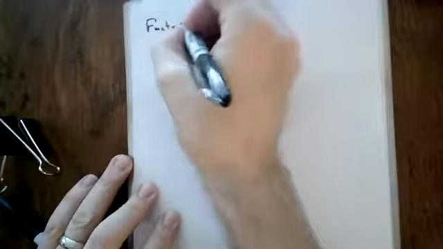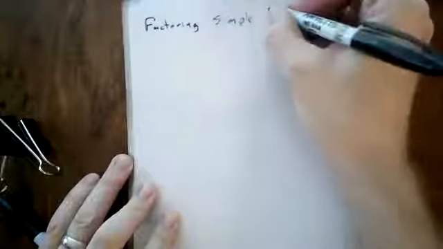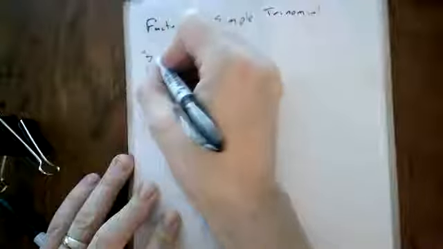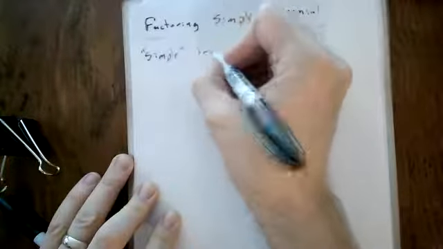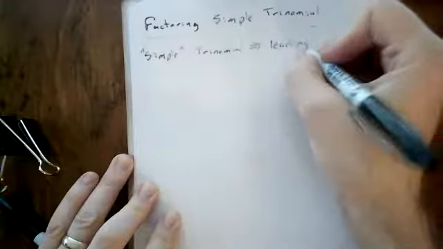Okay, so we're going to be talking about factoring a trinomial. And we're going to first start by talking about factoring a simple trinomial. Now, a simple trinomial means that it has a leading coefficient of 1. Or you might say it doesn't have a leading coefficient.